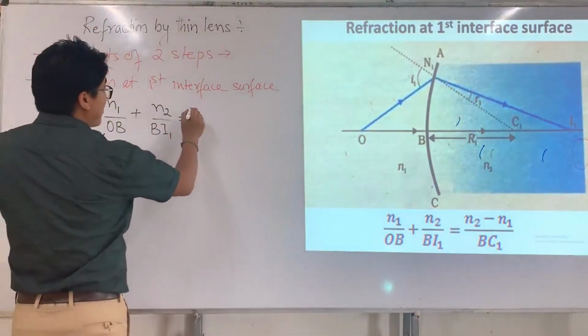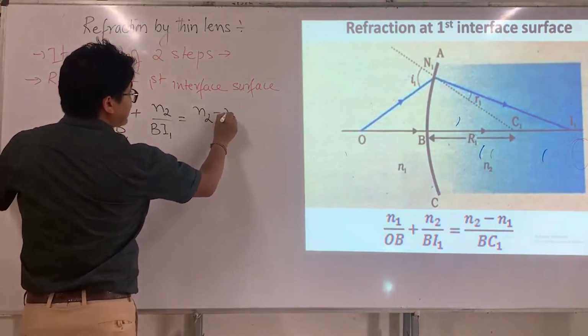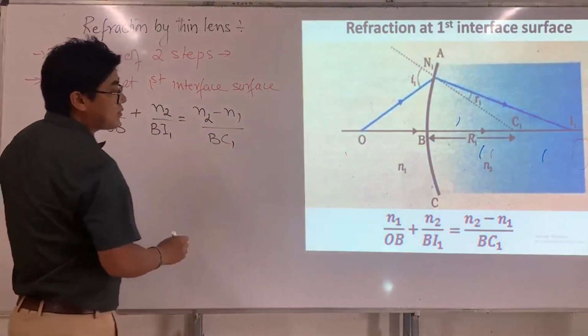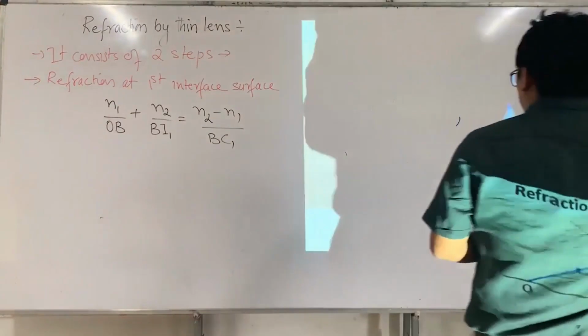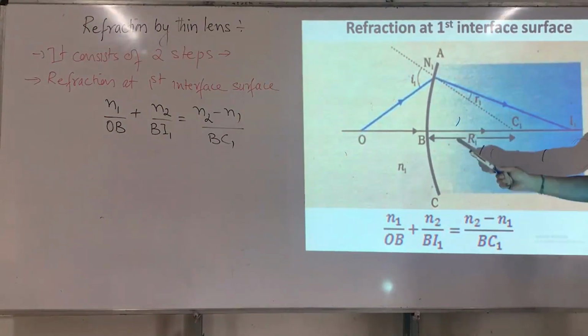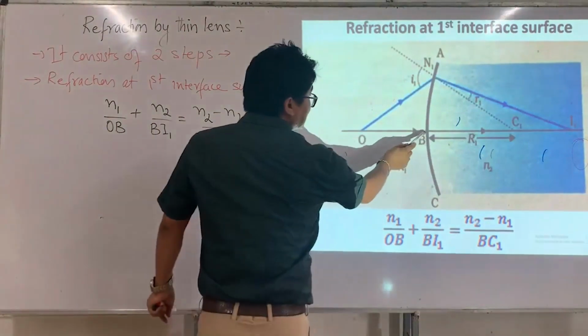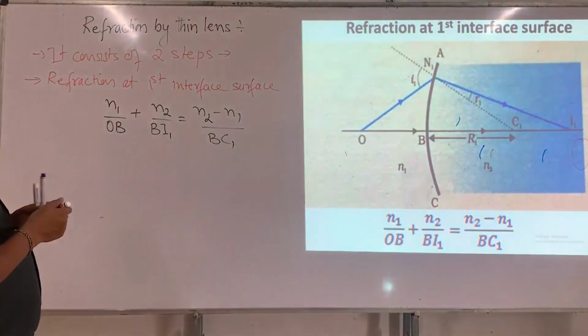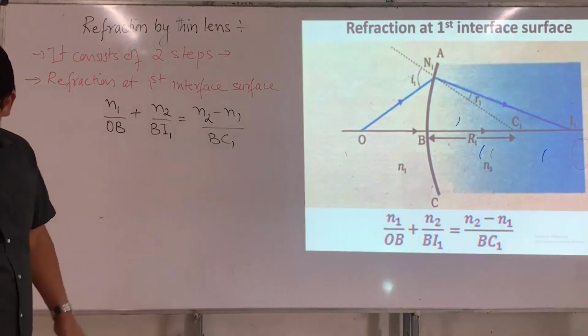Bi1 equal to n2 minus n1 divided by C1. Look at here again. I'll give you a brief explanation. This is the object. This is the image, and this is the center of curvature of the first surface, and this is the radius of curvature, and B is this point that lies at the center. So this is the refraction at the first surface.